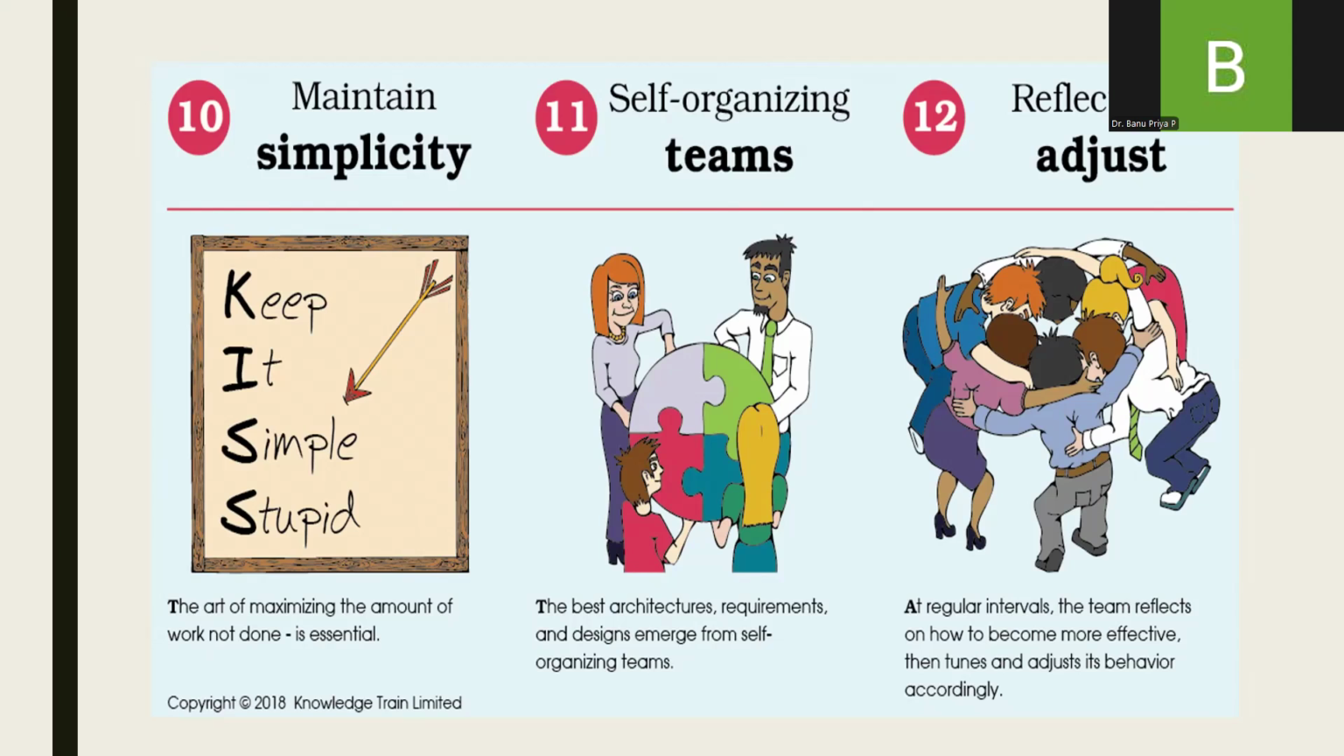The 11th principle is self-organizing teams. The best architectures, requirements, and designs emerge only via self-organizing teams. The last principle is reflect and adjust. Agile emphasizes feedback. At regular intervals, the team reflects on how to become more effective and then tunes and adjusts its behavior accordingly.